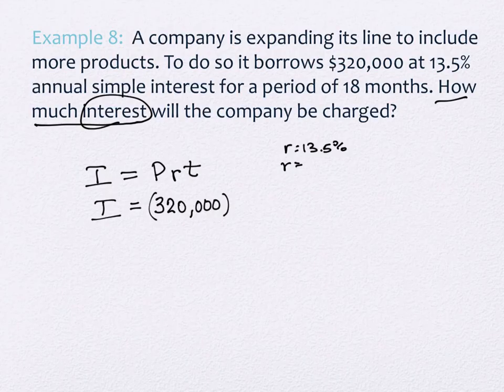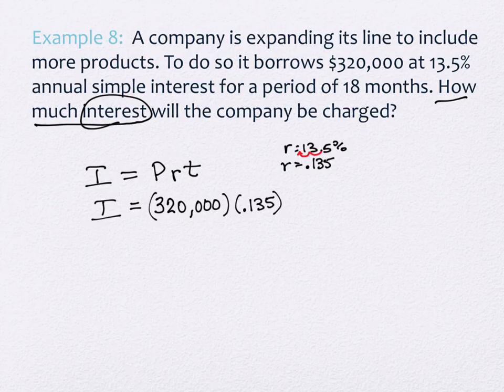We talked about changing percentages last time. 0.135. Yeah. One way to change, especially when it's already in a whole number or a decimal form, is to move the decimal 2 to the left. This gives me 0.135. So the rate, the R, is 0.135.